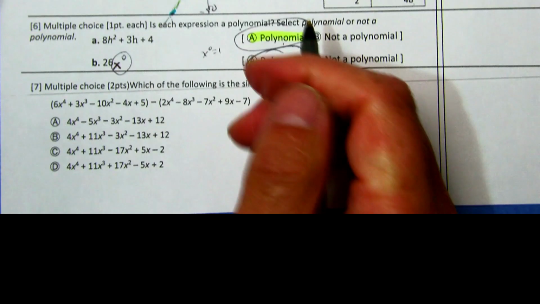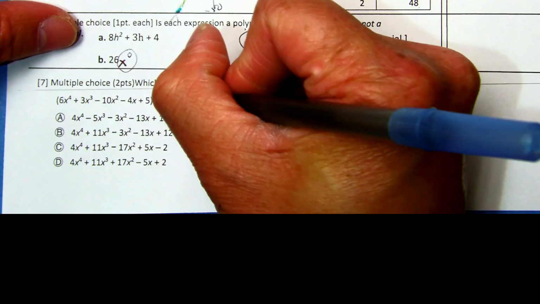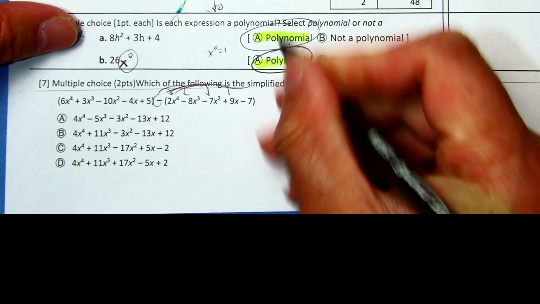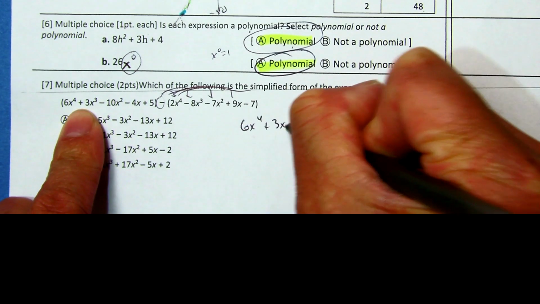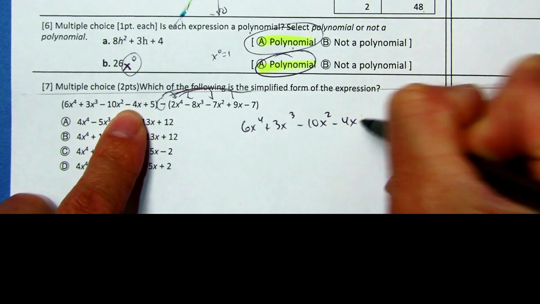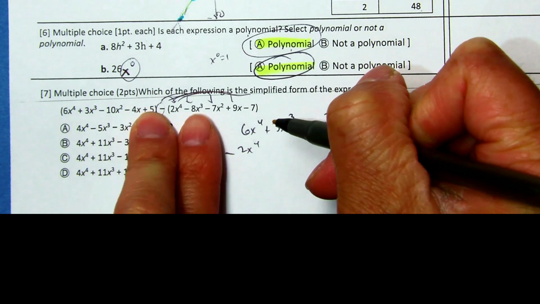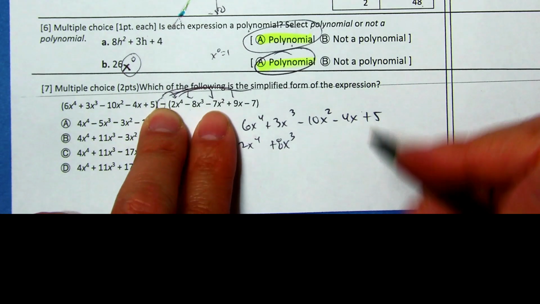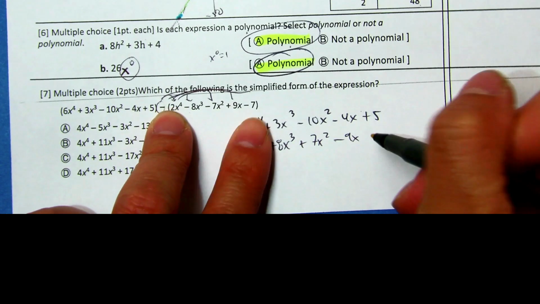Question number 7. Which of the following is a simplified form of the expression? I have a negative sign, so you can distribute the negative and change all the math operations. So I'm going to repeat this one, and I'm going to stack it vertically by like terms. We're going to change all the signs. So positive 8x to the 3rd. I'm going to change this one to be 7x squared minus 9x plus 7.